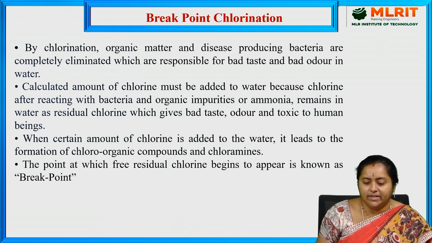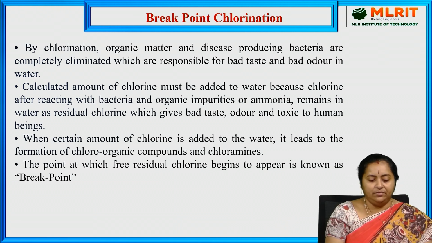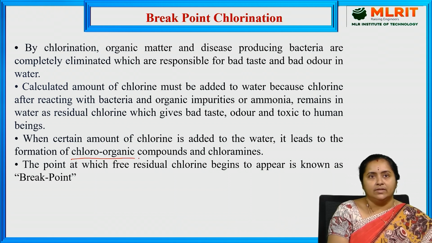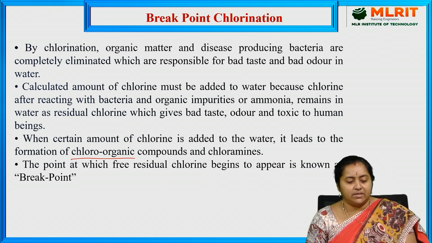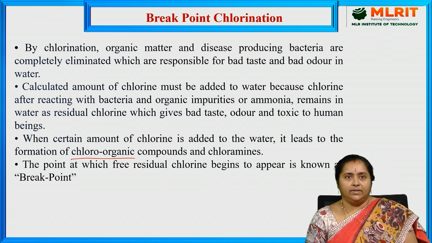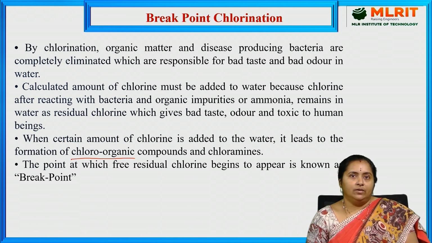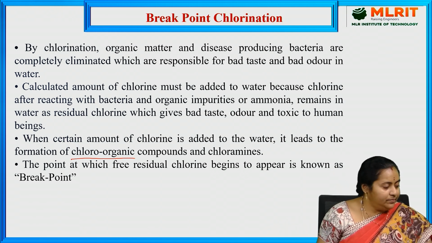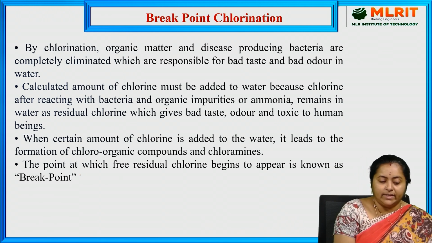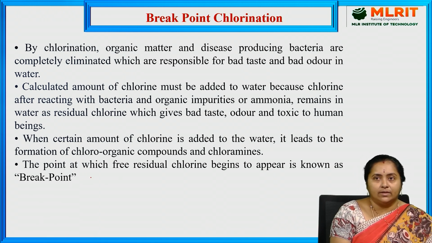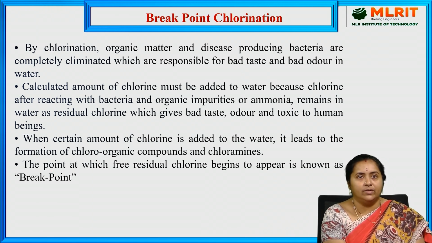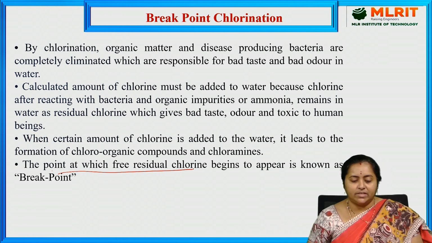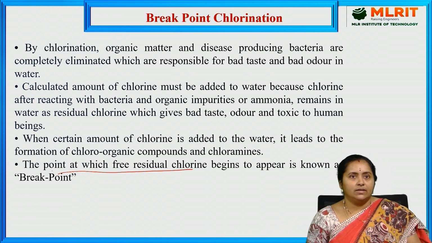When a certain amount of chlorine is added to the water, it leads to the formation of chloramines or chloro-organic compounds. So whenever we add chlorine to the water sample, what is the first step that takes place? It is the formation of chloro-organic compounds and chloramines, due to the oxidation of reducing compounds present in the water sample. And then next, what will happen? If you go on adding chlorine to the water sample, at a certain point, the point at which free residual chlorine begins to appear is what we call the break point.